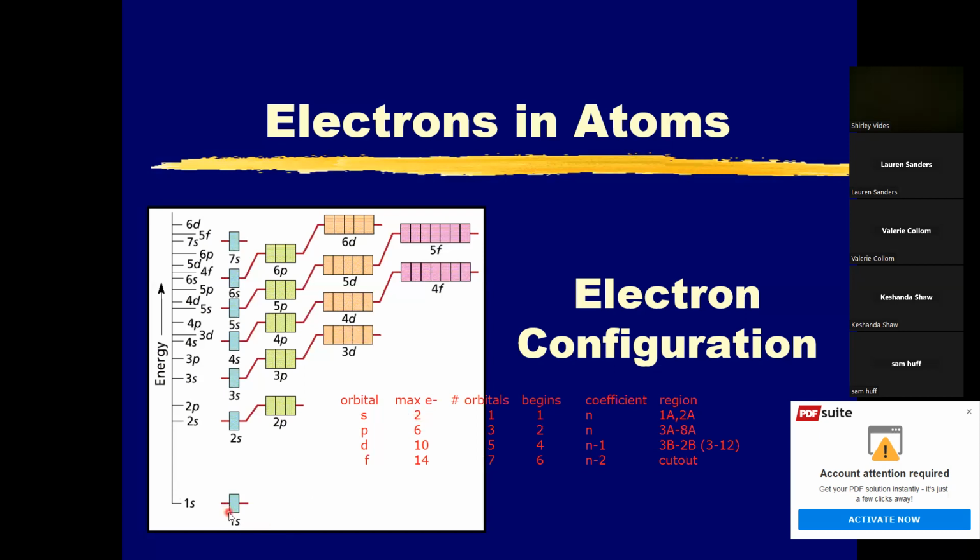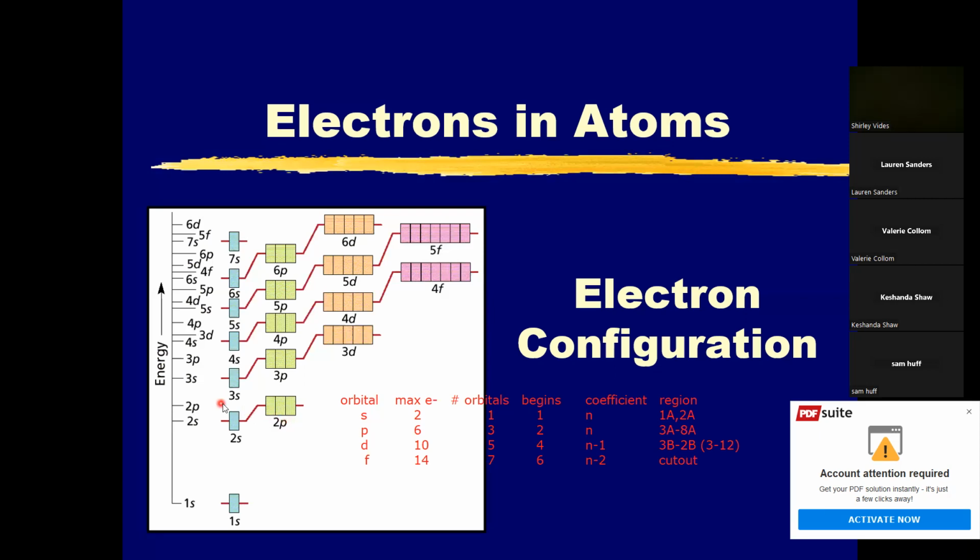The next one is P. See how it starts with 2P? We're saying that it begins with 2. There's the P's. It has a maximum of 6 electrons, so each orbital can hold 2. So that's 6, that's 3 orbitals. And the coefficient is n, because we're level 2 and we're still calling ourselves 2. So we're in electron level 2.